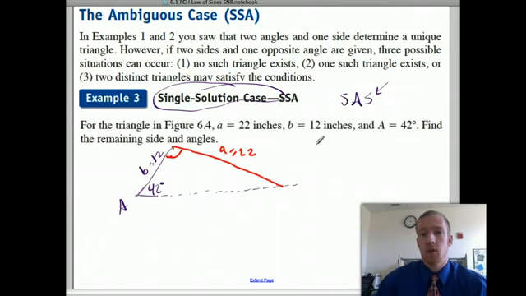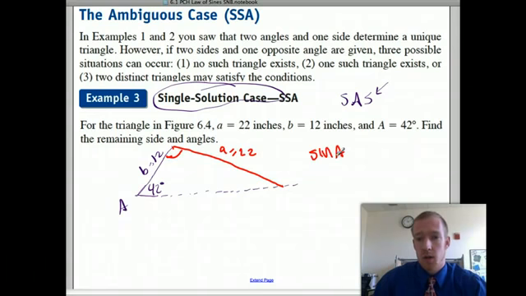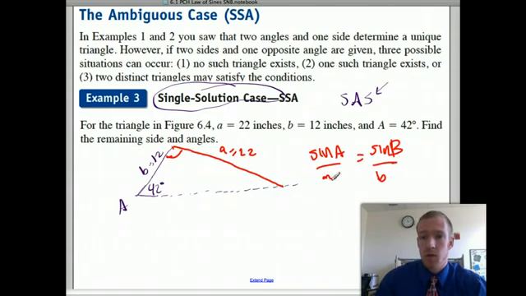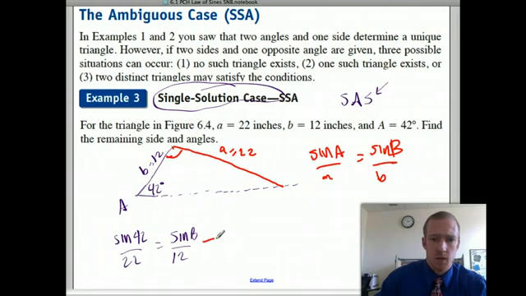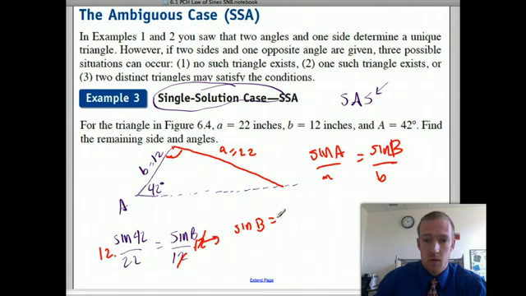Now to solve this, all we got to do is set up our ratio. Sine A over A equals sine B over B, which is sine of 42 over 22 equals sine of B over 12. And that gives us, multiply both sides by 12. So I get sine of B equals 12 times sine of 42 over 22.